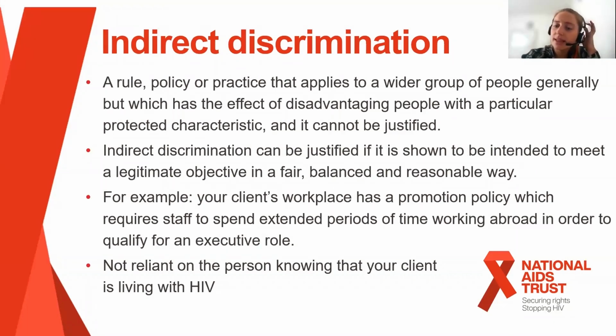But unlike the forms of discrimination I've discussed so far, the next 2 types of discrimination can sometimes be lawful if they can be justified, and I'll go into what that means in a moment. But indirect discrimination is when a rule, policy or practice applies to a wider group of people more generally, but it has the effect of disadvantaging people with a particular protected characteristic, and it cannot be justified, which means it can't be shown to be intended to meet a legitimate objective in a fair, balanced and reasonable way.